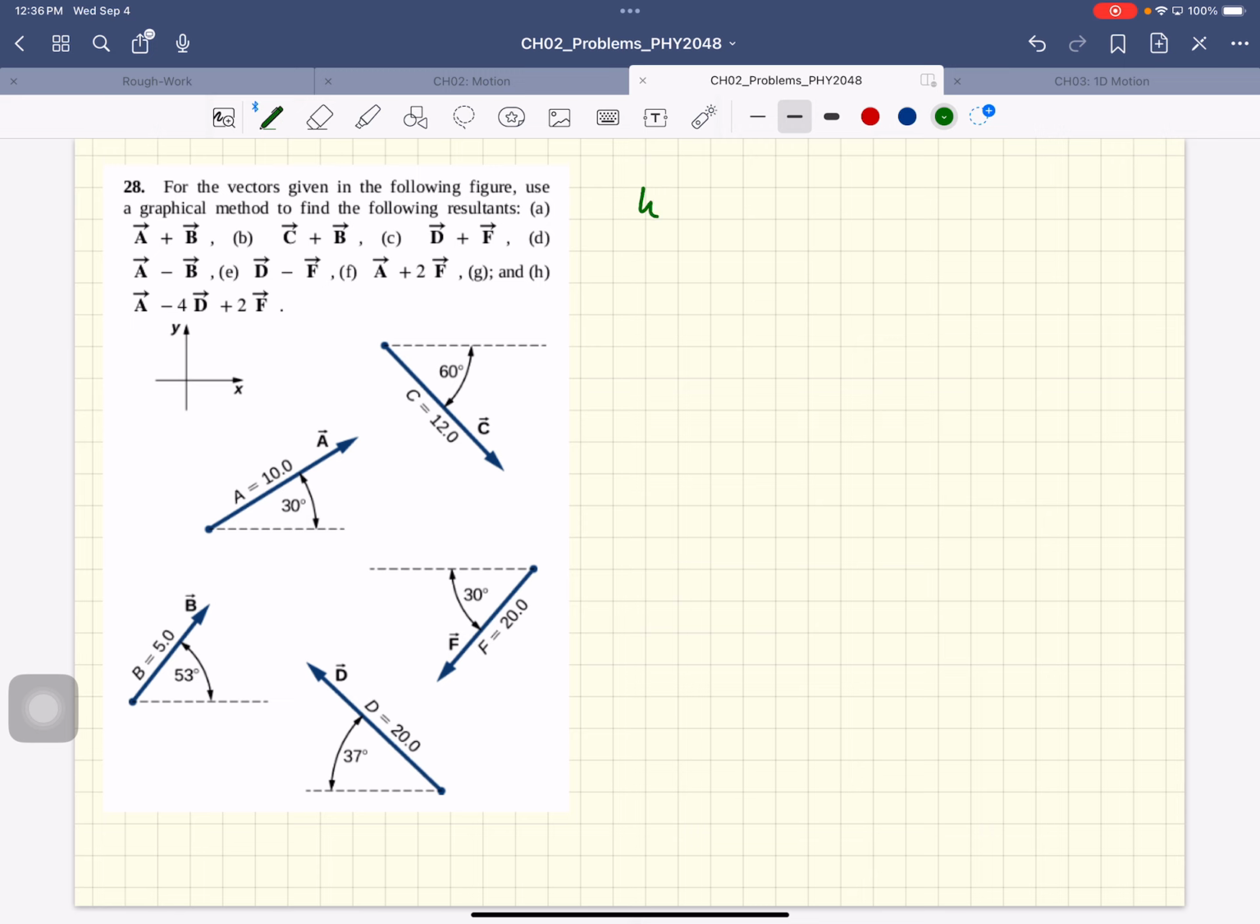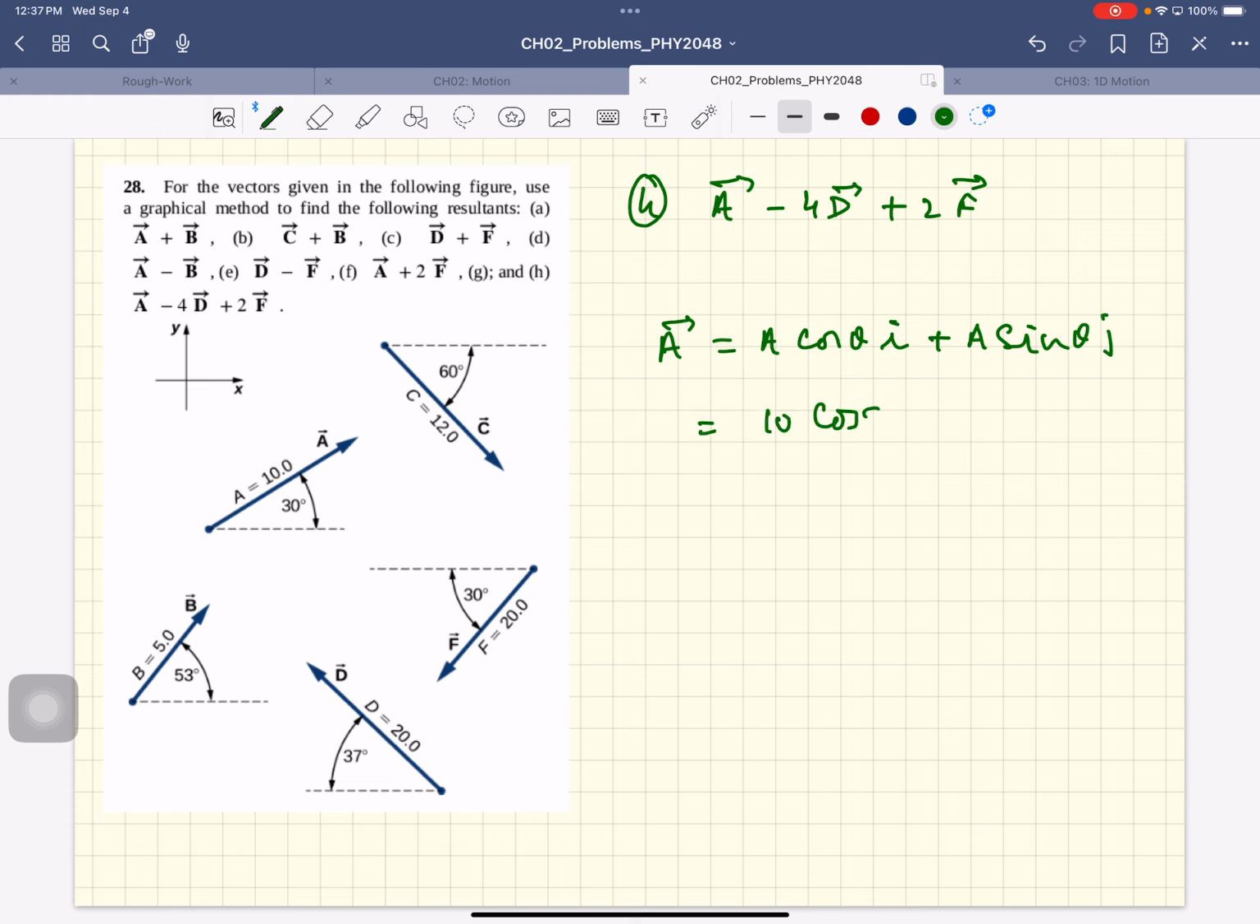All right, so we will do problem H: A minus 4D plus 2F. The first thing you want to do is write each vector in its component form. So here is vector A, and here's the angle theta measured from the x-axis. So A will be A cosine theta i plus A sine theta j. These are all two-dimensional vectors.